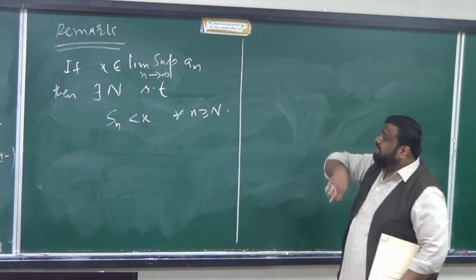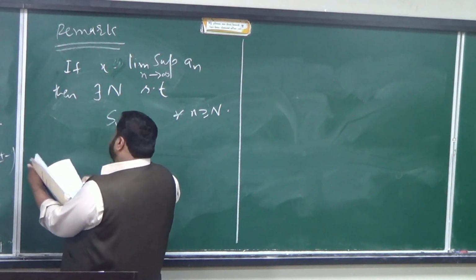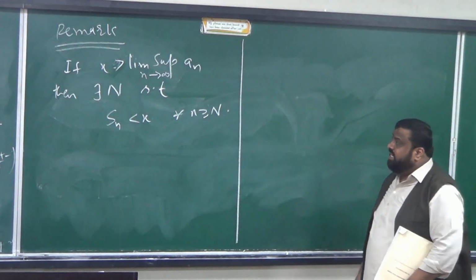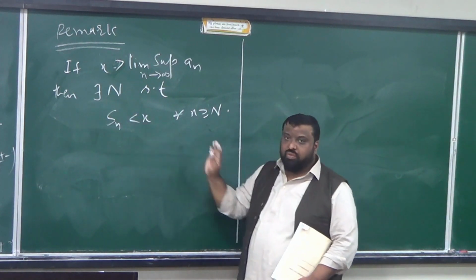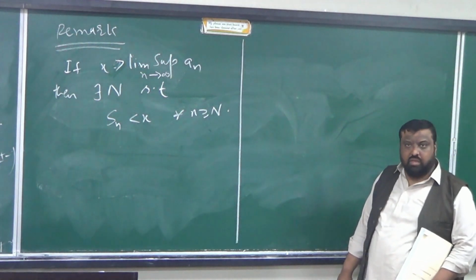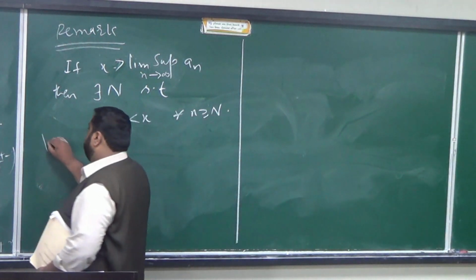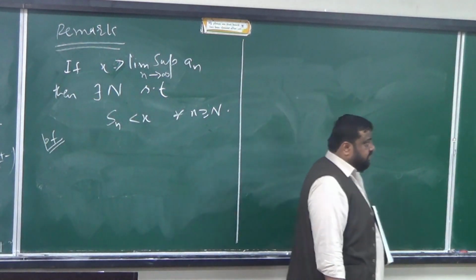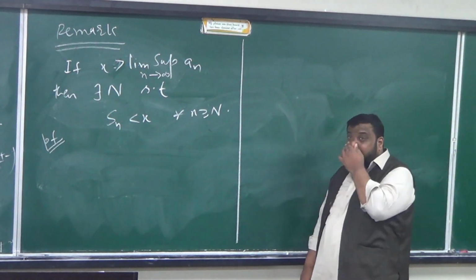So what we are saying, it's not a long story: x is bigger than limsup. If I have a number which is bigger than limsup, then there must be an instant after which all terms of the sequence are going to be below it. Why should this be the case?